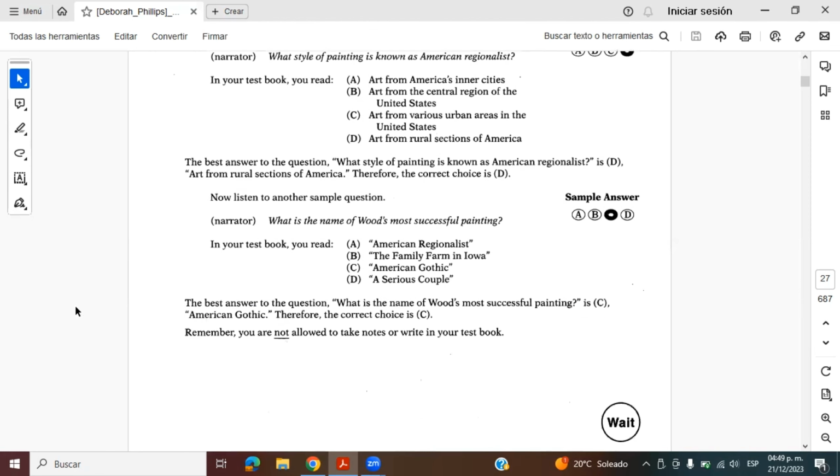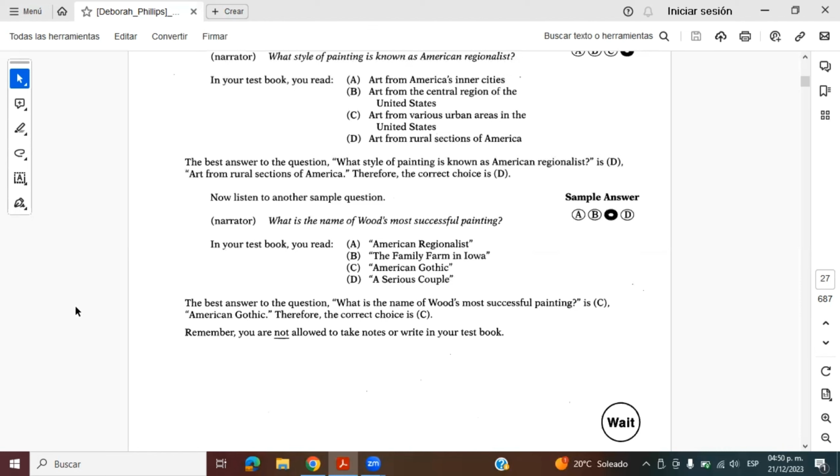Now listen to another sample question. What is the name of Wood's most successful painting? In your test book, you will read A. American Regionalist. B. The Family Farm in Iowa. C. American Gothic. D. A Serious Couple. The best answer to the question, what is the name of Wood's most successful painting, is C. American Gothic. Therefore, the correct choice is C.